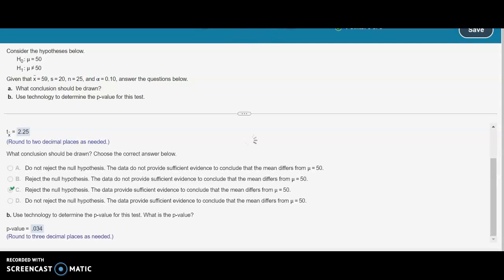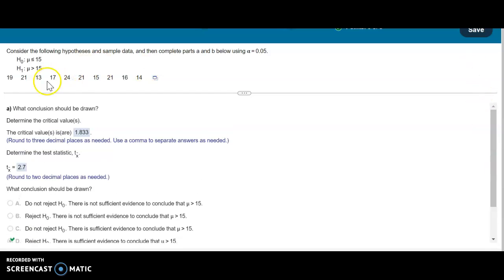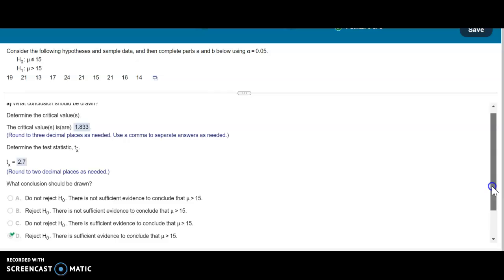Question 4 is, okay, on the next video we'll work question 4. Notice they're not giving you the mean or the sample standard deviation, so we're going to have to calculate that. And they're not giving you the sample size. You have to count the sample size. But we can do all of this, and then you work the rest of it the same. So we'll do a video on that next.